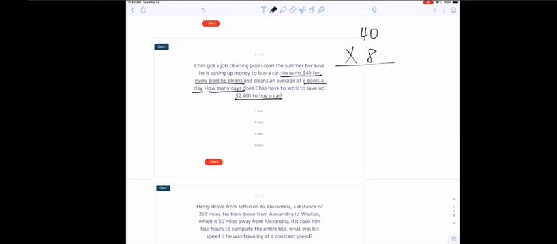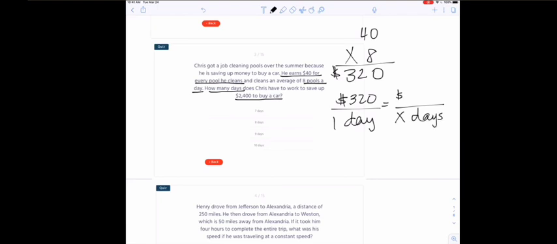Why? Because we want to see how much he earns a day. If he does $40 for every pool and 8 pools in a day, 8 times 0 is 0. 8 times 4 is 32. He earns $320 a day. So $320 for one day. How many days will it take to earn $2,400?